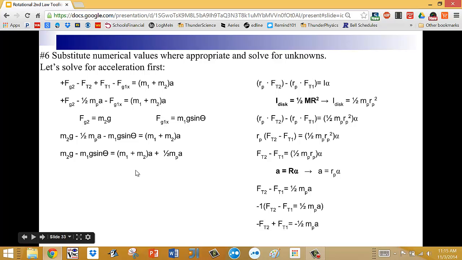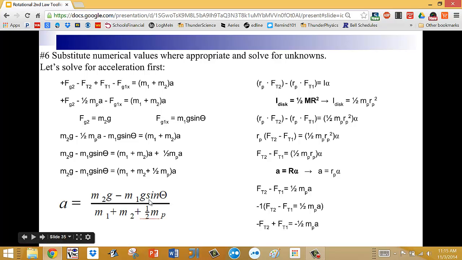What I'll do now is bring over the 1/2 m_p a. I'm going to add that over to the other side. Over here, I'm going to collect like terms and factor out the a. So this is what I get on the right-hand side. I divide both sides by a, so I get this. Okay, ignore this dotted red line here. So now this is my acceleration for my system, but it's also the acceleration for each object, for m1 and m2.